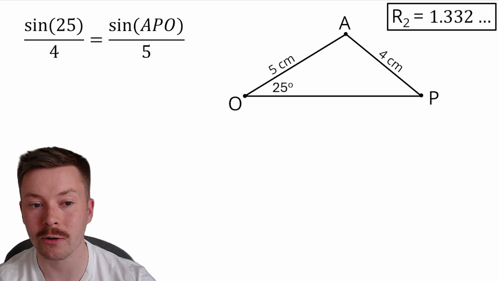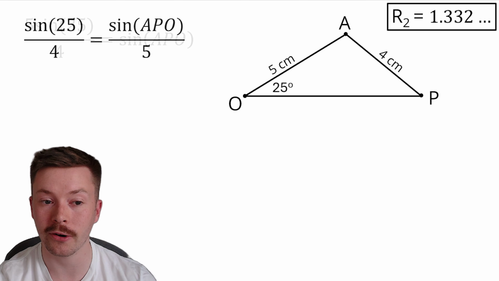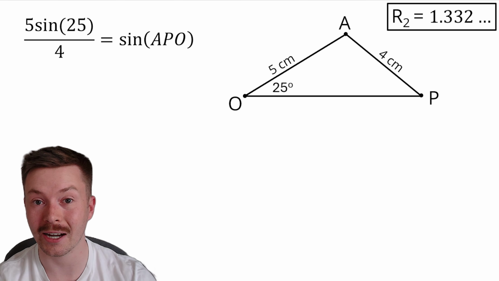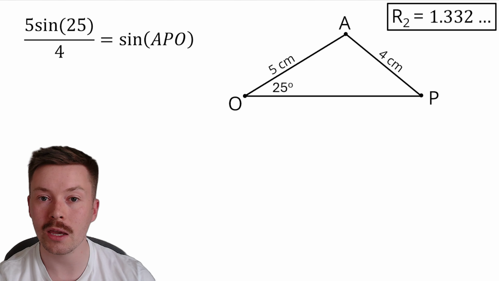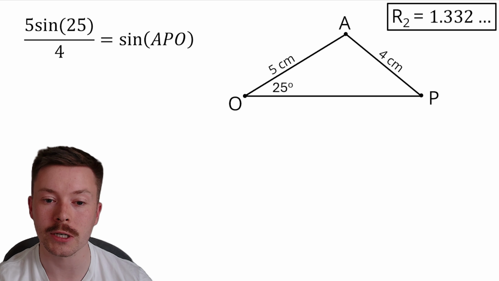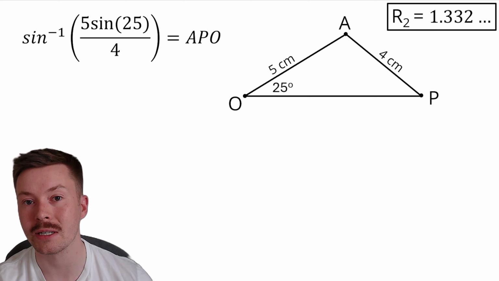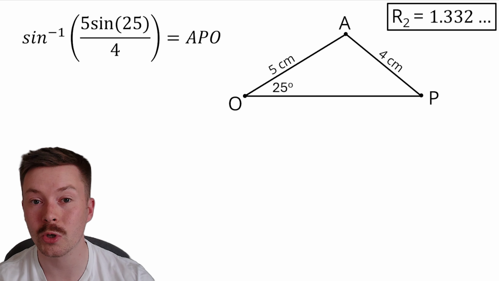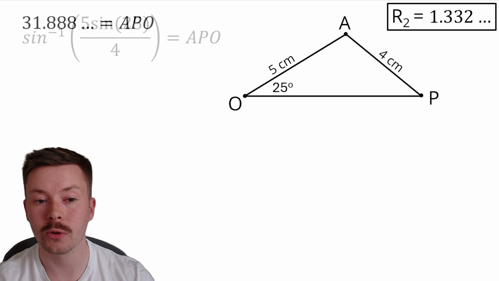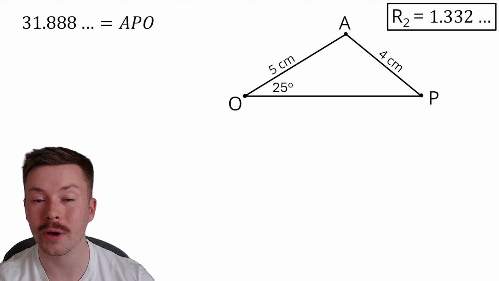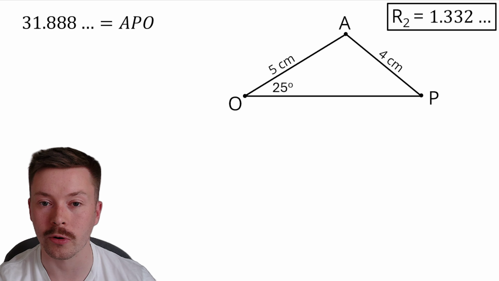I then start to rearrange that by multiplying both sides by 5. We want to isolate the angle APO. I'm then going to inverse sine both sides of this equation to give me sine minus 1 of 5 sine 25 over 4 is equal to the angle APO. So that gives me an answer of 31.888 dot dot dot degrees.